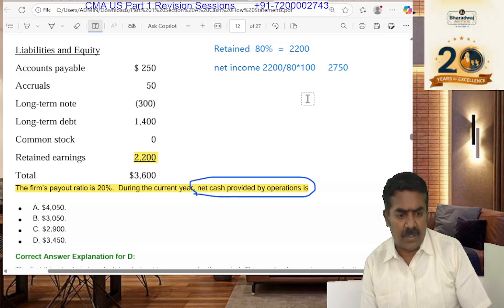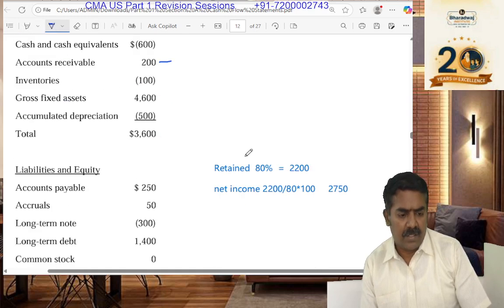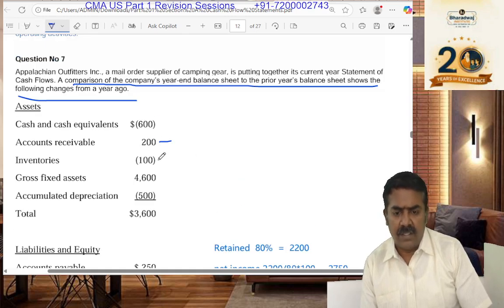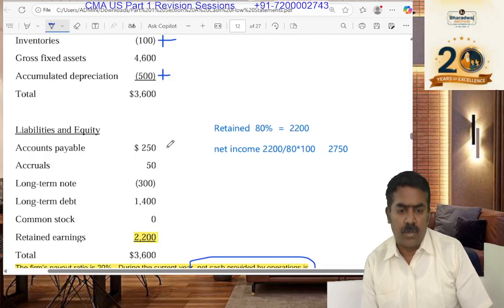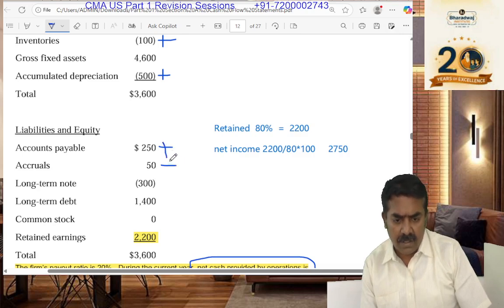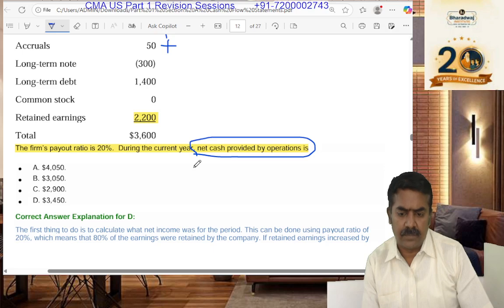But they ask you to find out cash from operating activity. Okay. Accounts receivable increased. So what to do? Minus. Minus 2,750. Inventory has reduced, you will add. Okay, add 100. Accumulated depreciation changed, which means we charged, we'll add back. Accounts payable increased, so add back. Accruals, add back. That is the answer.